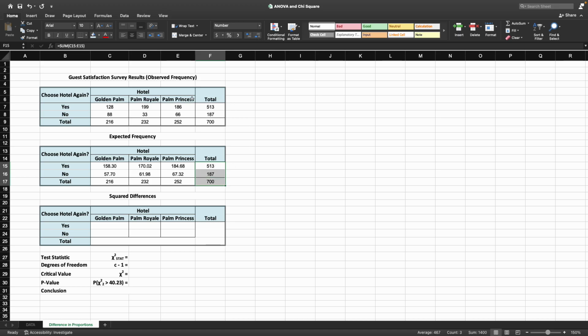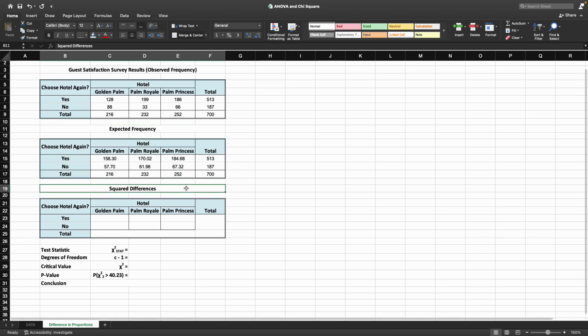So notice that these values here are the same as these, and these are the same as these. All the totals should be exactly the same between observed and expected. That makes sense because we are just calculating the expected values from the row and column totals. Okay, so we have our observed, and we have now calculated our expected. Now we want to create our squared differences so that we can sum all of them up to get our test statistic of chi-squared.